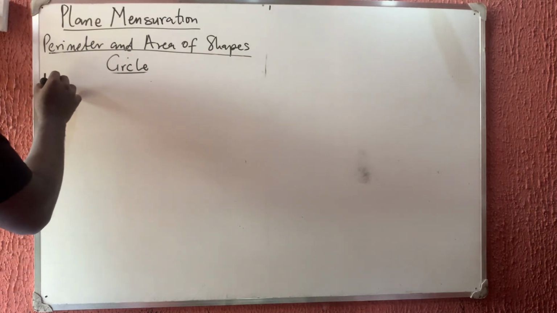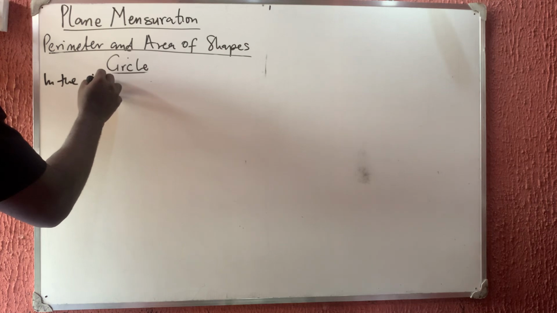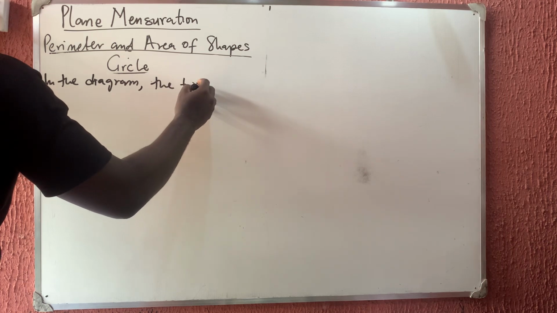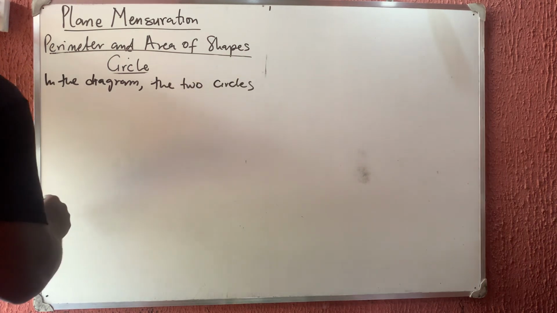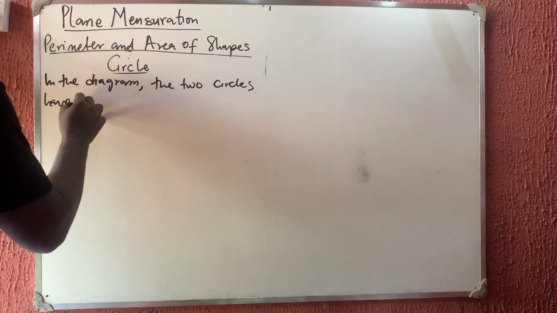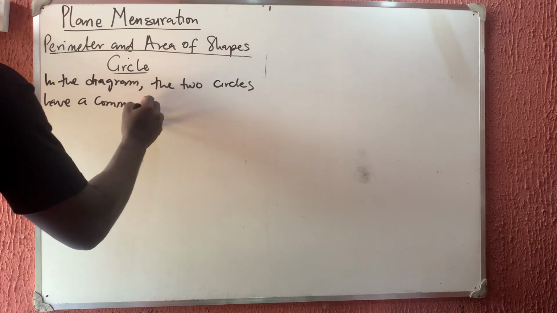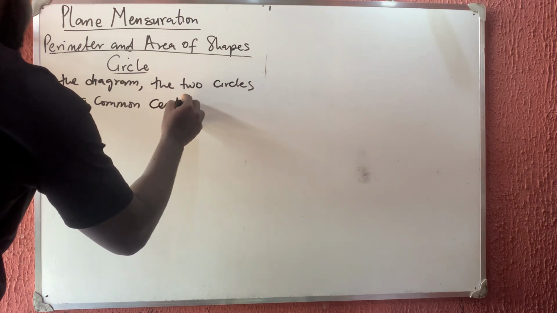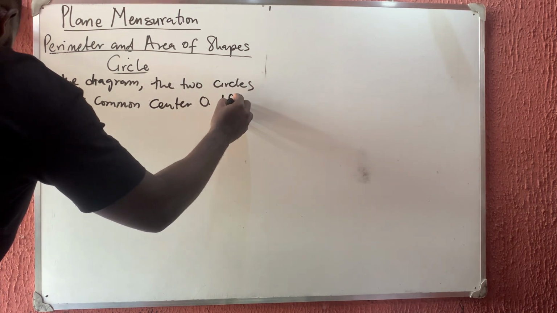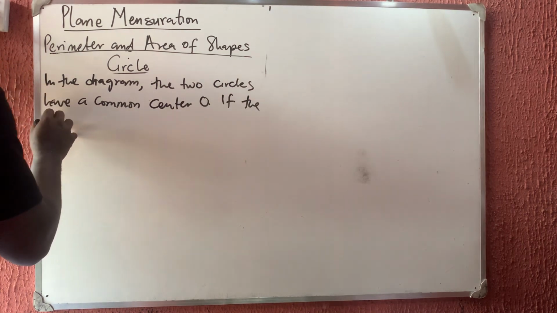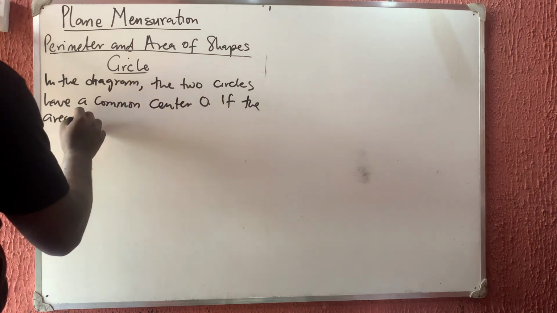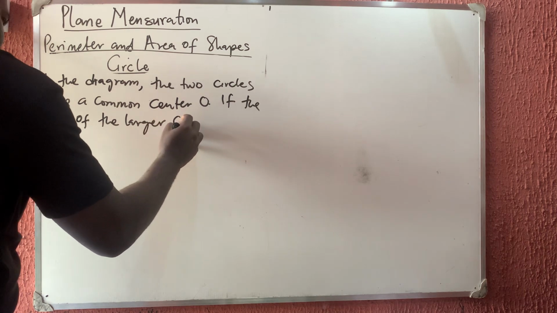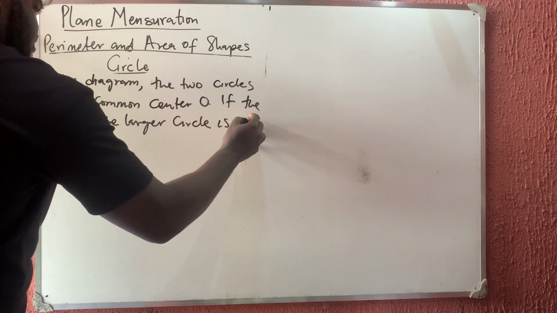They say in the diagram, the two circles have a common center, O. Then I say, if the area of the larger circle is 100 pi.